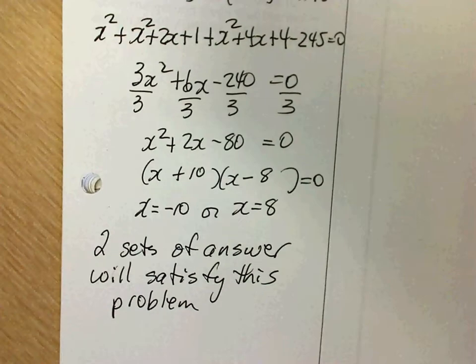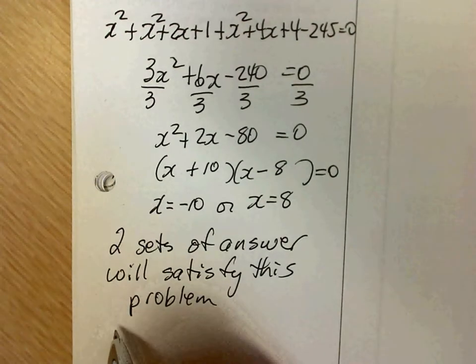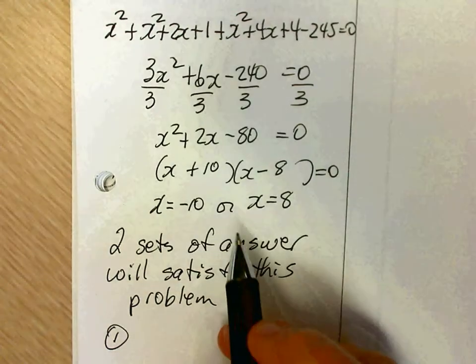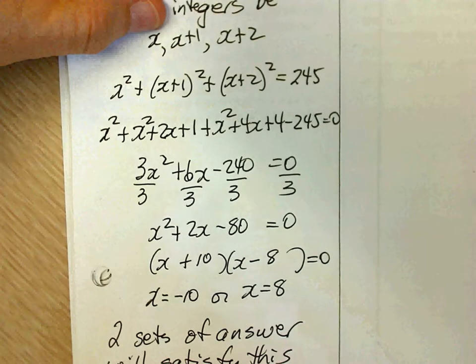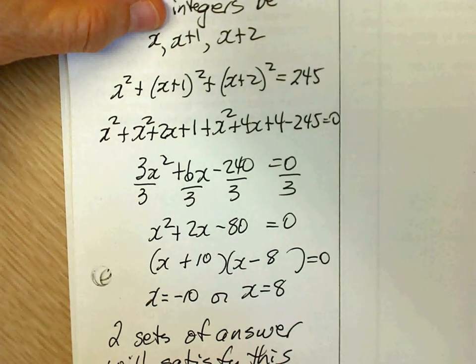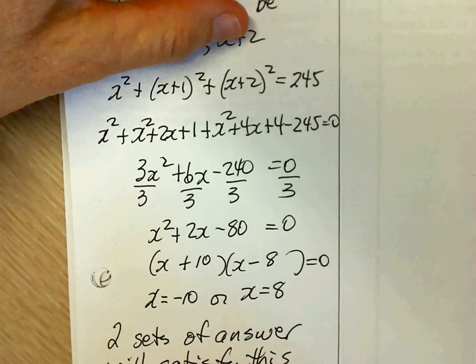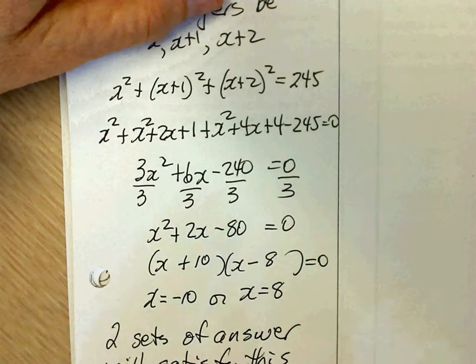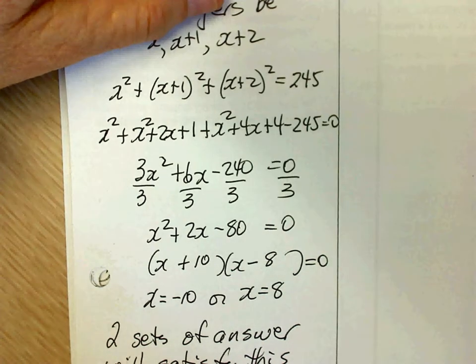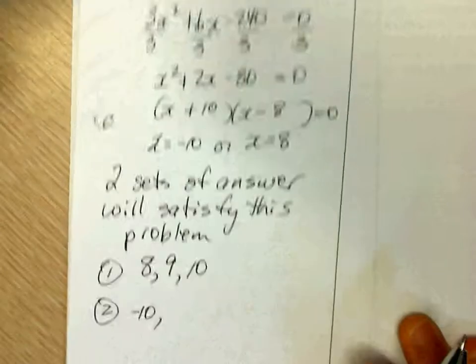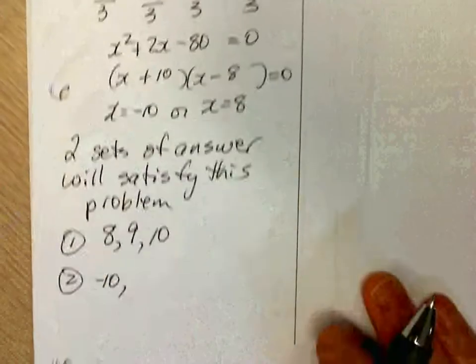So one answer is if x is 8, the numbers are going to be 8, 8 plus 1 is 9, 8 plus 2 is 10. If the answer is negative 10, I'm just trying to show you up here, then it could be negative 10, negative 10 plus 1 is negative 9, negative 9 plus 1 is negative 8.